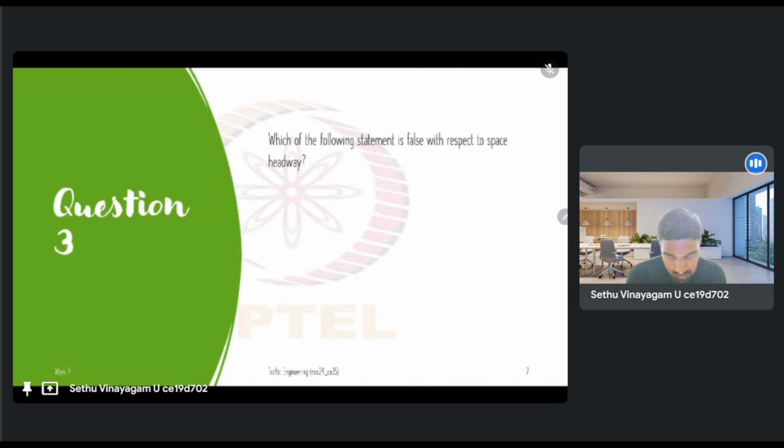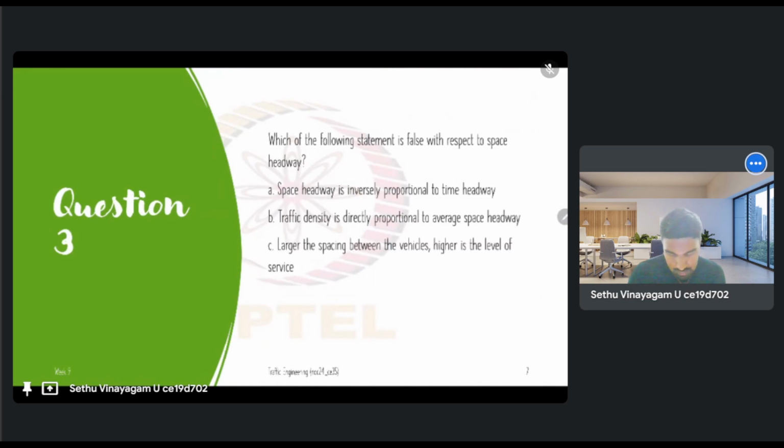The question number 3 is, which of the following statements is false with respect to space headway? The options are: A, space headway is inversely proportional to time headway. B, traffic density is directly proportional to average space headway. C, larger the spacing between the vehicles, higher is the level of service. And D, space headway lower than critical spacing results in a very high level of service. Okay, so here we want to identify the false statement.